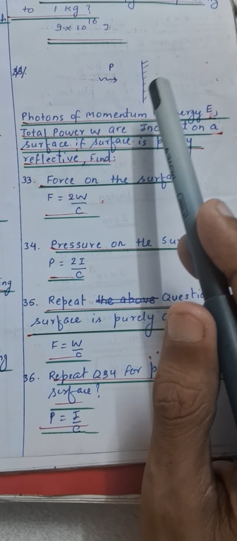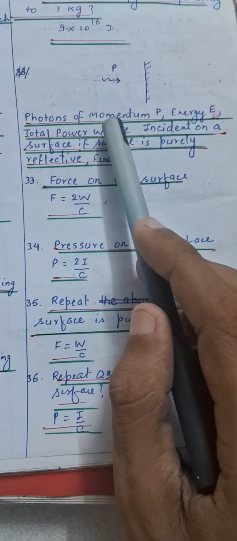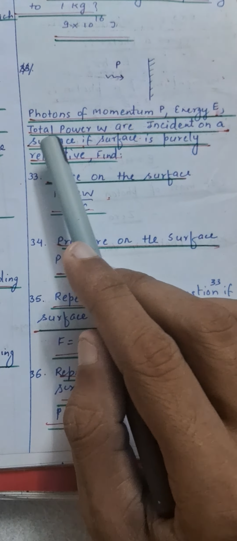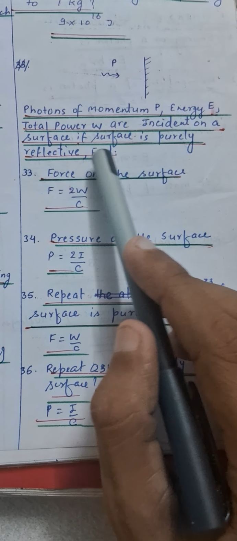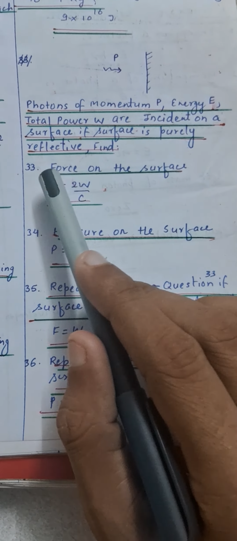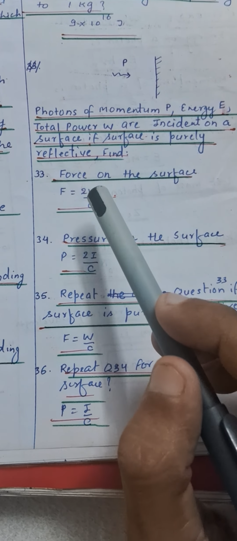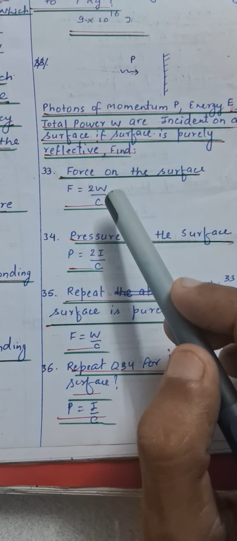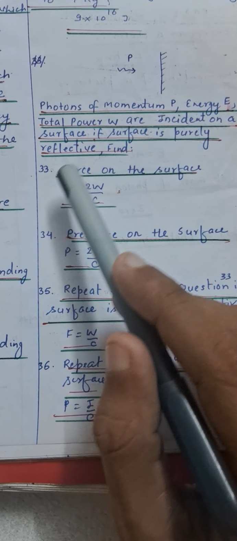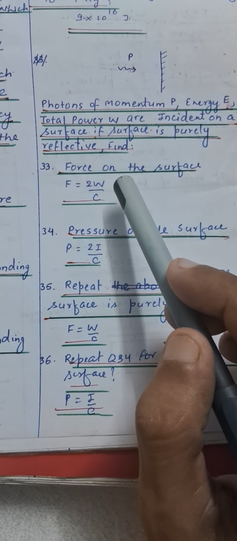Then we have another question on a mirror and photon problem. It says that photons of momentum p, energy E, and total power W are incident on a surface. If the surface is purely reflective, we need to find the force on the surface. Using Newton's second law, force is equal to the rate of change of linear momentum. From here we can calculate that force will be twice of W by C, where W is the power of the photons.